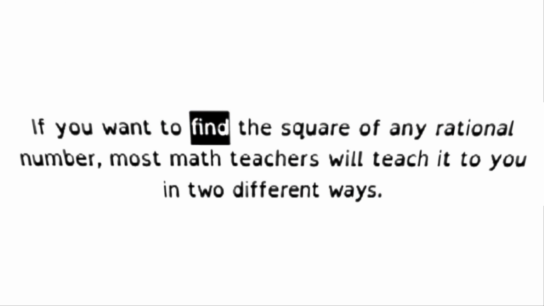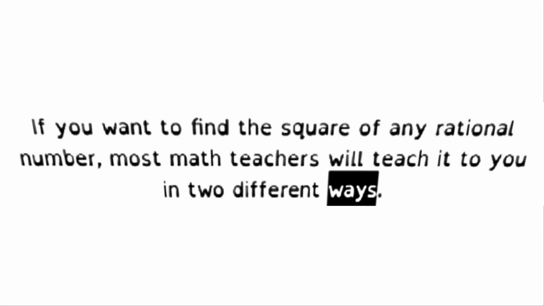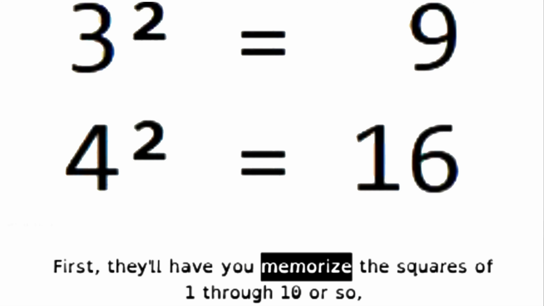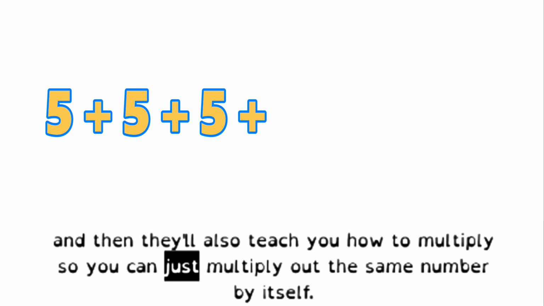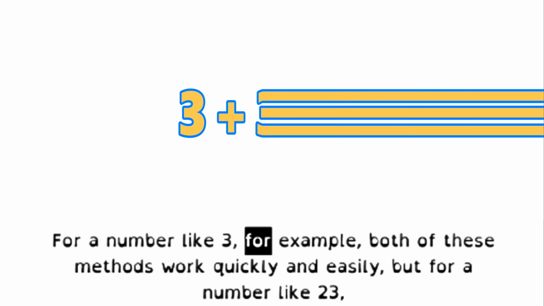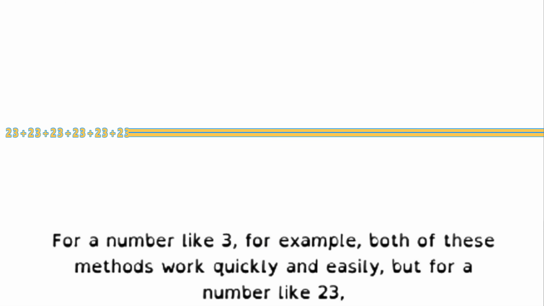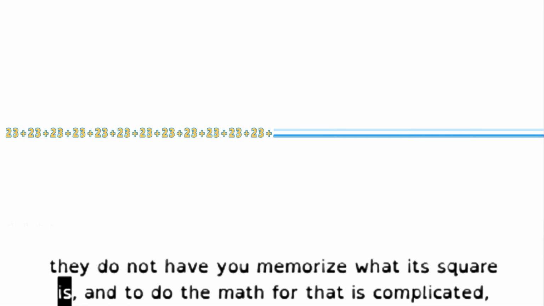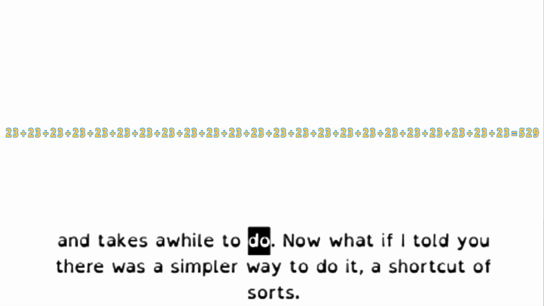If you want to find the square of any rational number, most math teachers will teach it to you in two different ways. First, they'll have you memorize the squares of 1 through 10 or so, and then they'll also teach you how to multiply, so you can just multiply out the same number by itself. For a number like 3, for example, both of those methods work quickly and easily, but for a number like 23, they do not have you memorize what its square is, and to do the math for that is complex. And it takes a while to do.